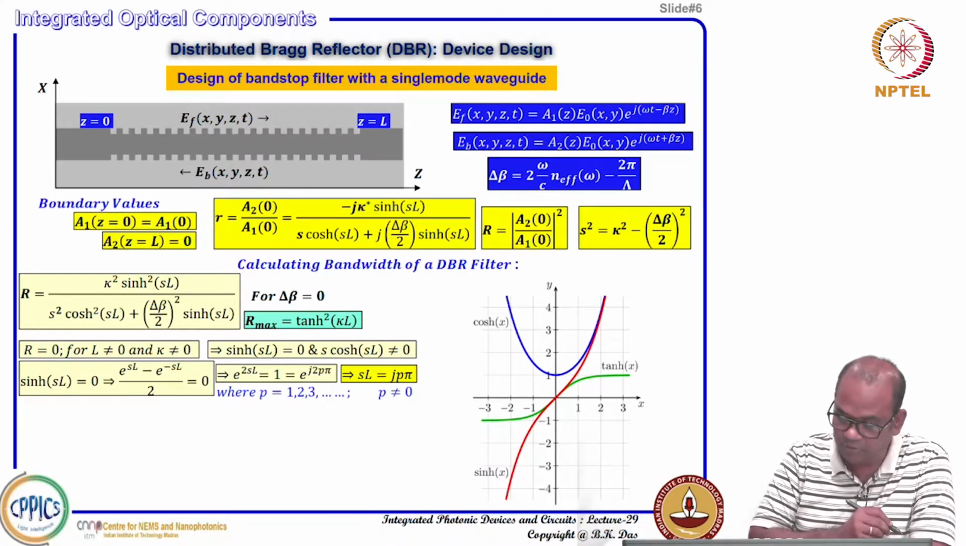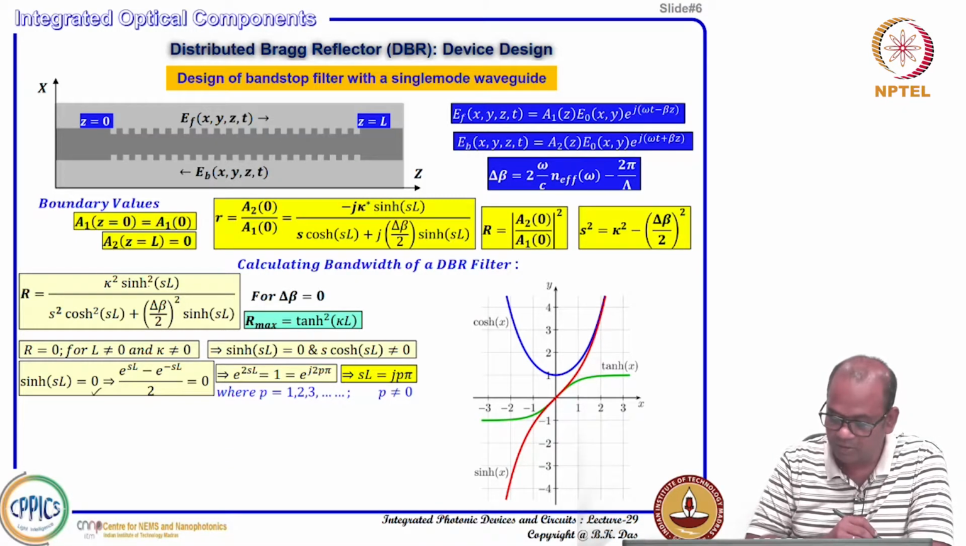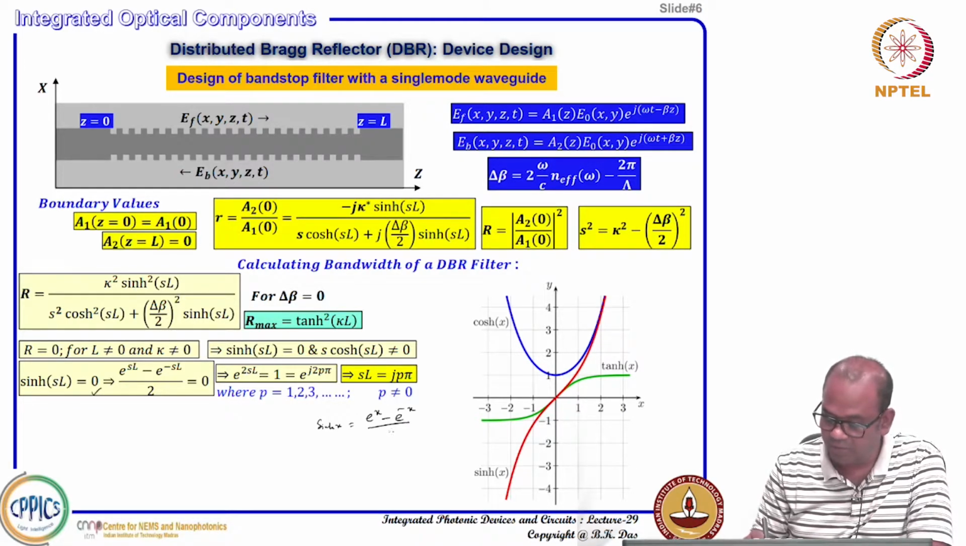Looking at that, we can say sine hyperbolic SL equals 0; let us consider the numerator. I know that sine hyperbolic x equals e to the power x minus e to the power minus x, divided by 2.